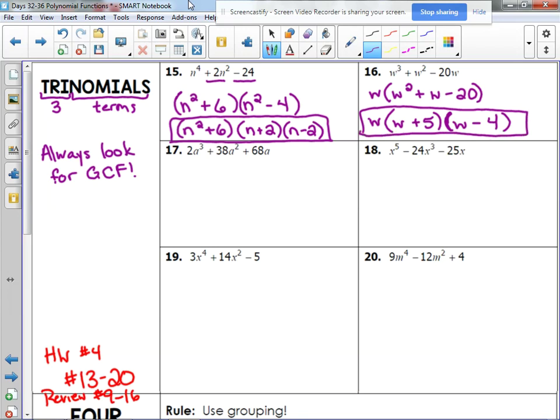This one compared to the previous one, we had n squared. Here we don't have w squared, we just have w. You're never going to factor further when all the powers are 1.